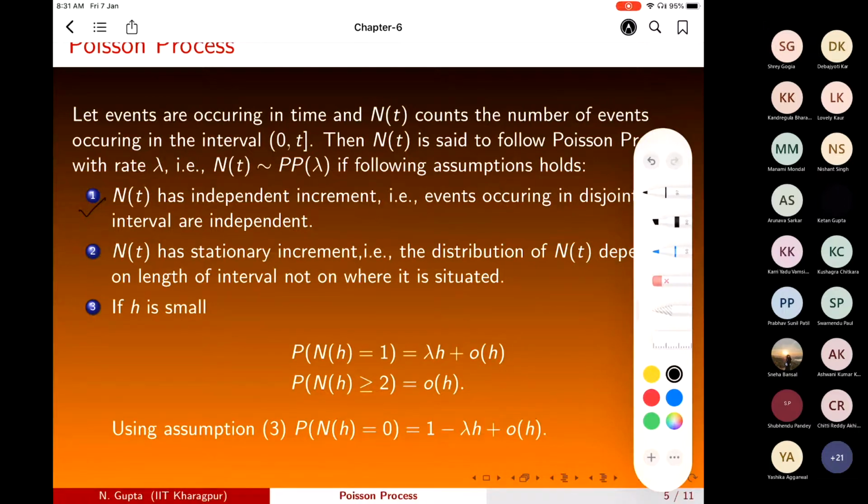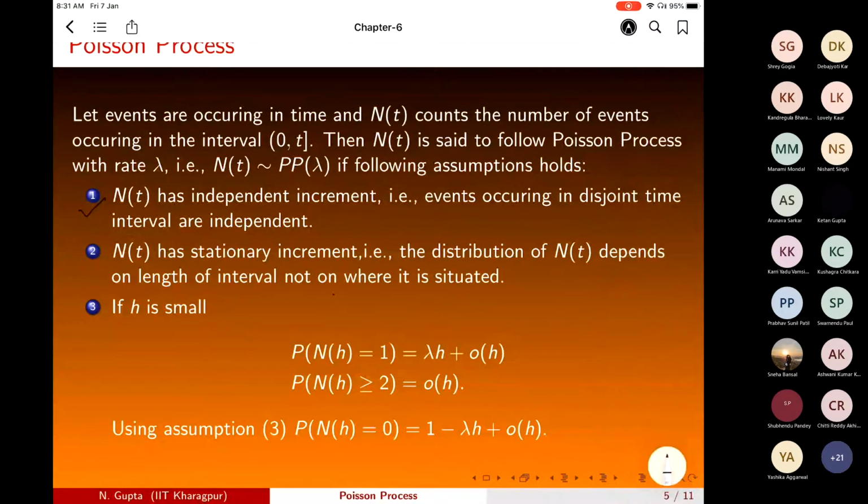N(t) has stationary increments. That is, the distribution of N(t) depends on the length of the interval, not where it is situated. So the distribution depends on the length of the interval. For example, the events occurring in the interval N(2h) minus N(h).